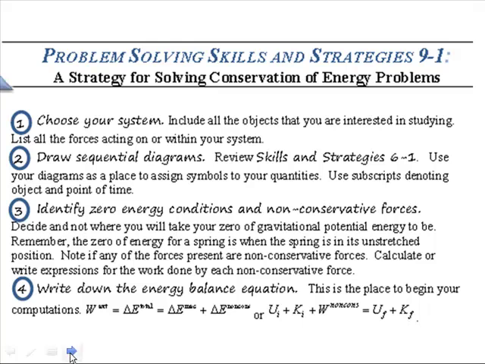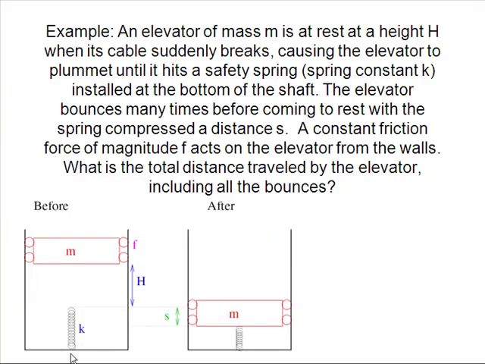So here's an example where we can look at that. We've got an elevator of mass m at height h above a spring right here. When the cable suddenly breaks, causing the elevator to plummet until it hits a safety spring, constant K, installed at the bottom of the shaft, the elevator bounces many times before coming to rest, with the spring compressed a distance s. A constant friction force of magnitude F acts on the elevator from the walls. What is the total distance traveled by the elevator, including all bounces?